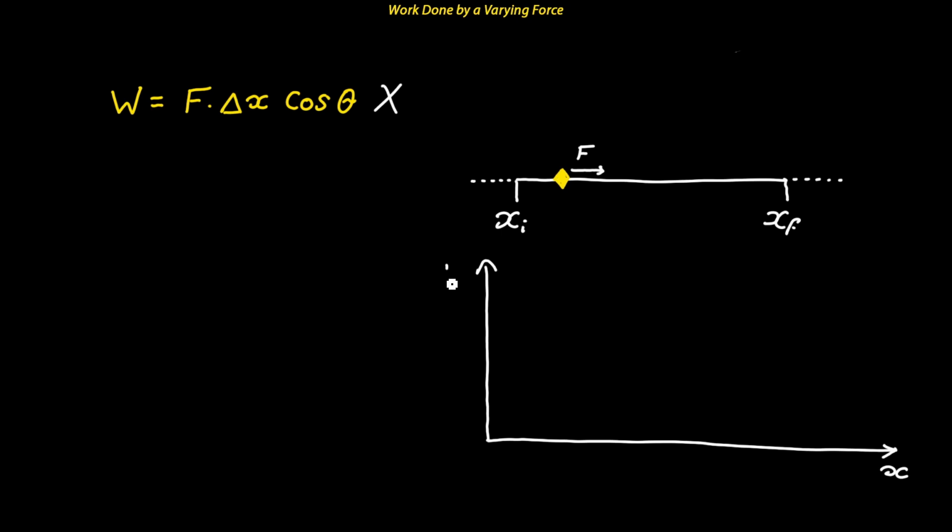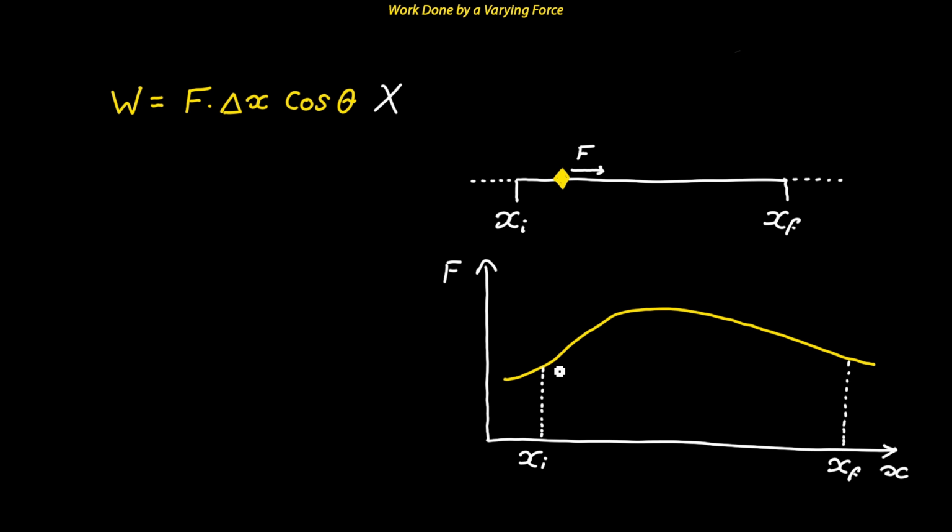But let's say that the force varies with position according to this graph here, where we have the force on the particle represented on the y-axis, and on the x-axis is the distance the particle is moving. From the particle's initial position, x sub i, the force starts to increase and peaks about halfway between x sub i and the final position, but then it gradually decreases.